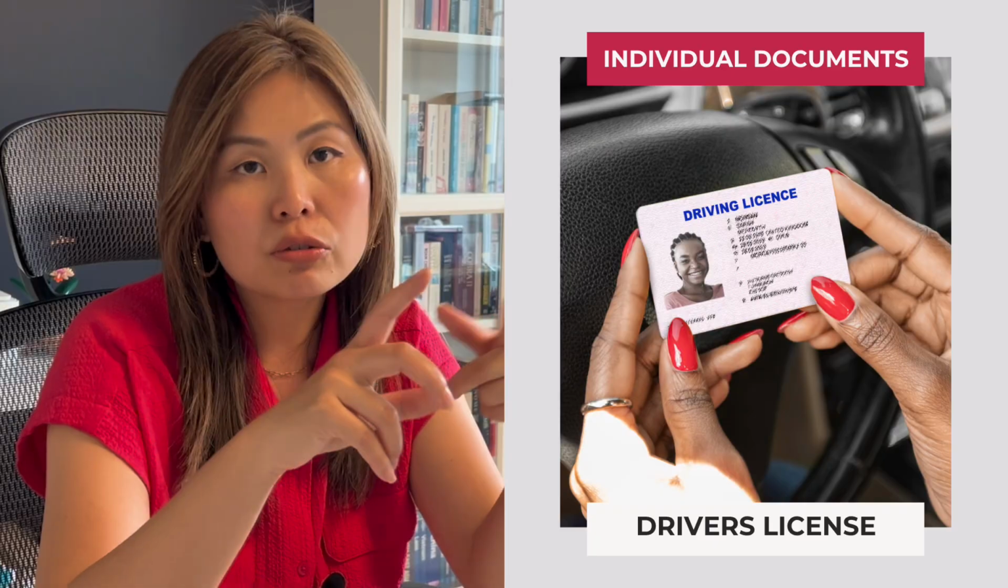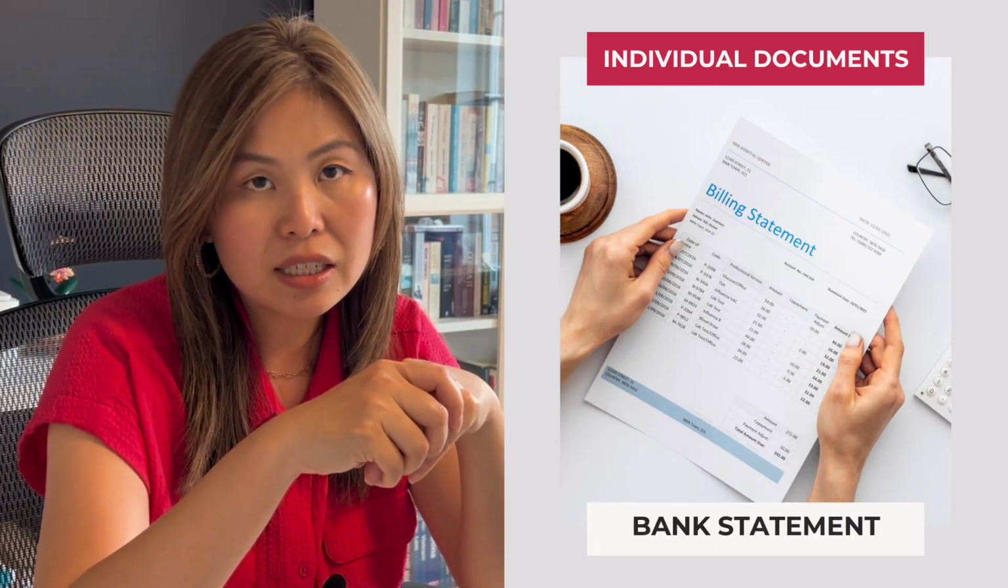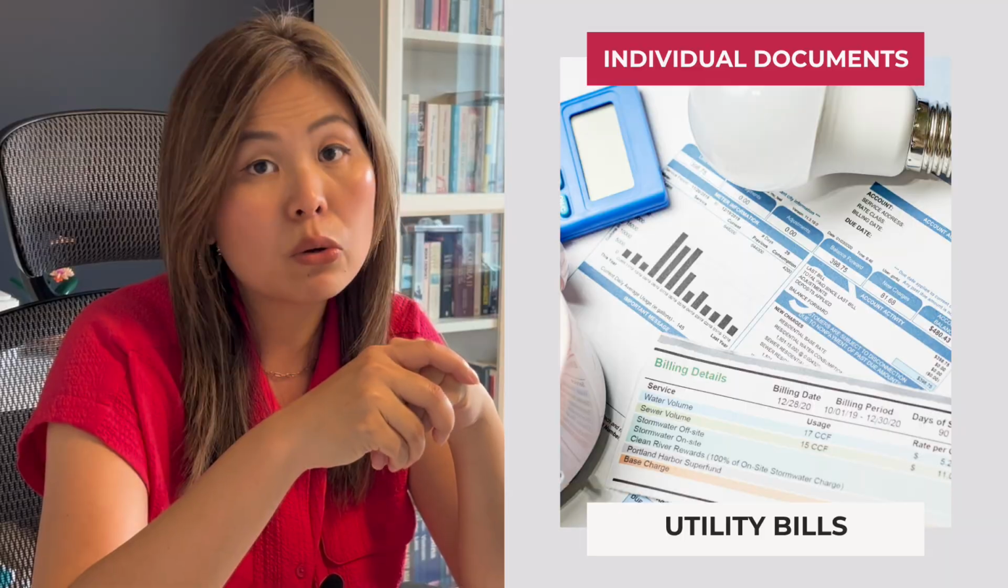Then you have individual documents. These are useful when you are residing at the same address. You can support your application by showing a minimum of 1 to 2 individual official documents showing your address. This could be, again, your driver's license, a health card, your individual bank statement, utility bills or telephone bills. These are all useful, and you can select a variation of these documents that show the timeline of your relationship.